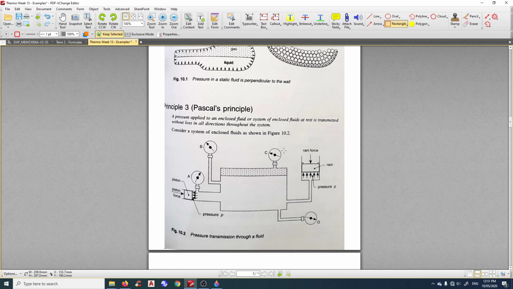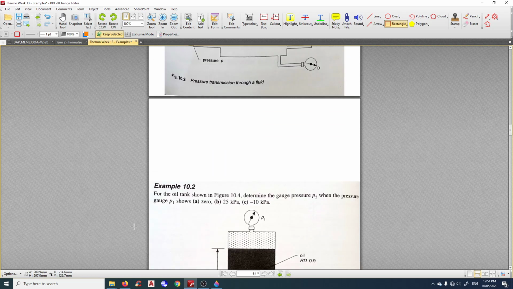It's the same in mining as well. You have big machinery lifting up tons of load using the same principle. So principle 3 is quite handy.